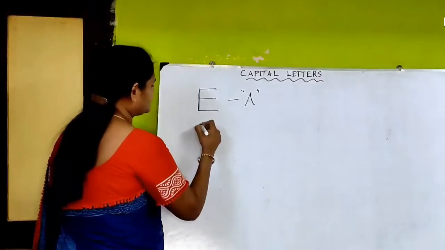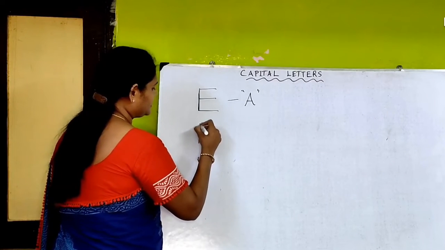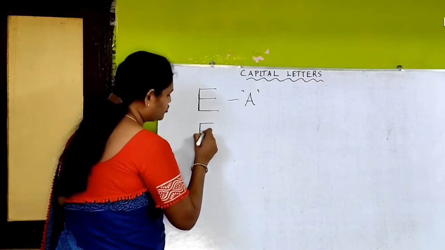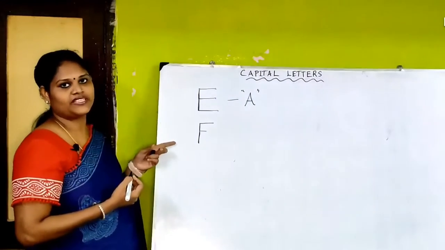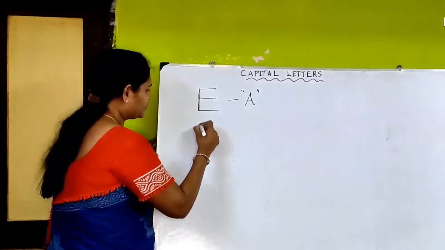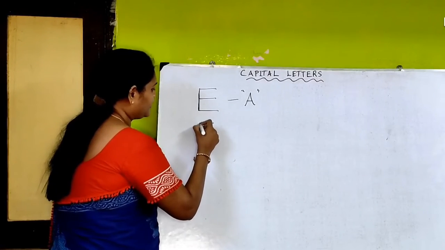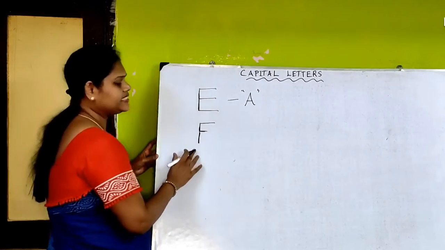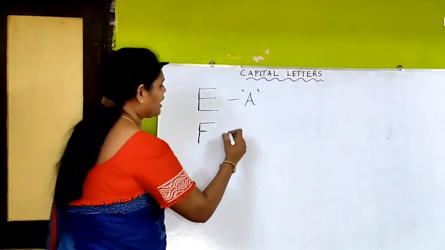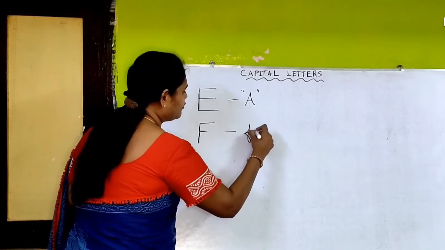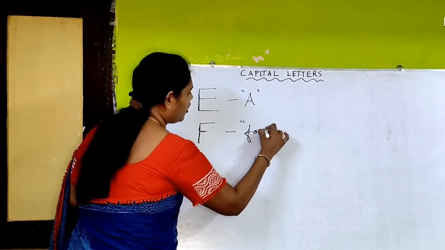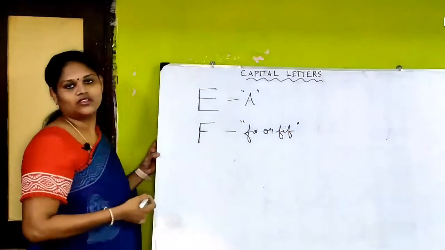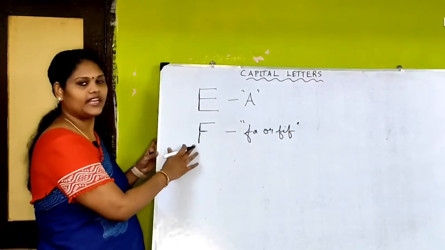Next letter is capital F, standing line, long sleeping line and short sleeping line. This is capital F. I repeat, put a standing line, then a long sleeping line and a short sleeping line. This is capital F and this capital F says fa or if. There are two sounds, okay, for the letter F.